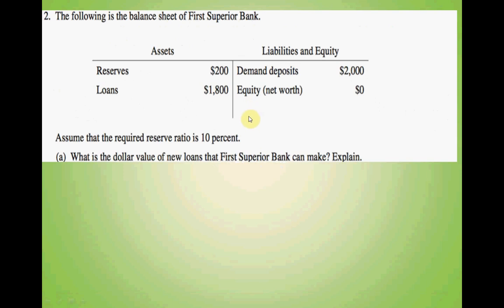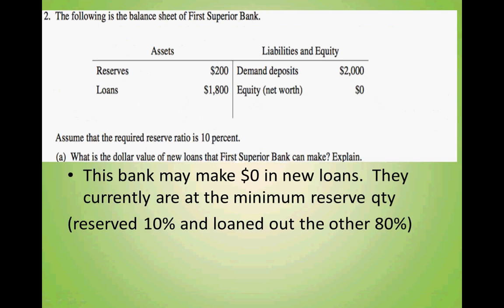Usually banks are trying to encourage spending and GDP growth and grow the money supply essentially. So right now, though, if you go into this bank and ask for a new loan, they can make $0 in new loans. They have the bare minimum of their required reserves here, and all the rest of it is loaned out already. They are totally maxed out on loans. So hopefully that part you can grasp. Right now this bank can't make any new loans.